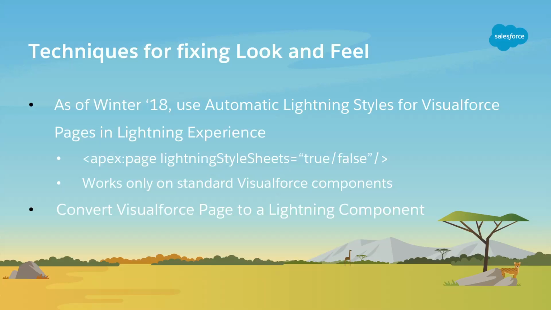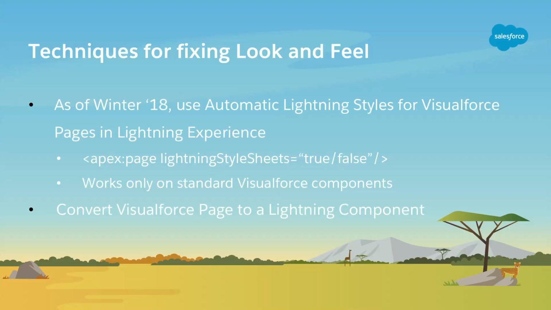All right, so techniques for fixing look and feel, again, which I think is very important in the pages. And I talked about this new feature, automatic Lightning styles for Visualforce. It is pretty simple to use. There's a new attribute on your apex:page element called lightningStylesheets. It defaults to false, so if your pages don't have that attribute, then it'll just be false. So you set it to true, or you add the attribute and you set it to true, and you get a whole lot, and I'll show you, a whole lot of cool styling changes for your Visualforce pages basically for free.